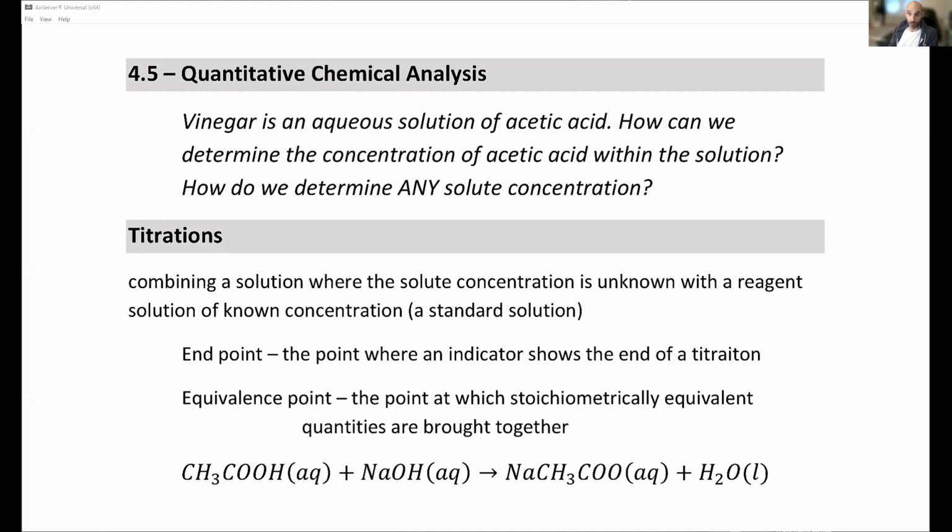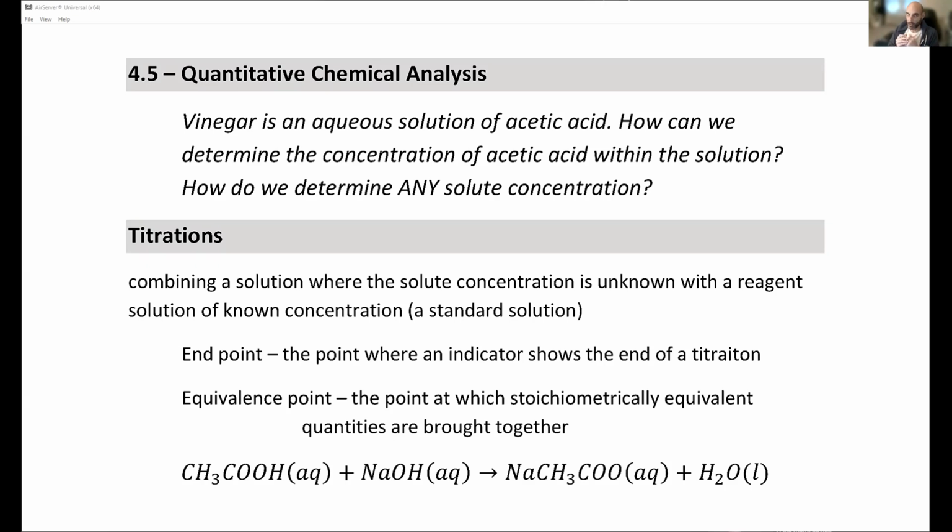So what you should know is vinegar is an aqueous solution of acetic acid, essentially acetic acid in water. We call that vinegar whenever you have acetic acid dissolved in water. So how can we determine the concentration of acetic acid within the solution? We're not going to evaporate all the water away and leave just the acetic acid behind, for a variety of reasons. So we've got to be able to determine any solute concentration somewhat cleverly. We have to use chemical reactions and stoichiometry to do these calculations.